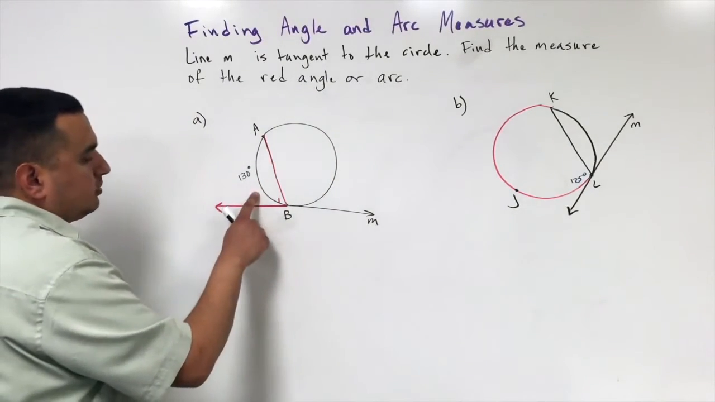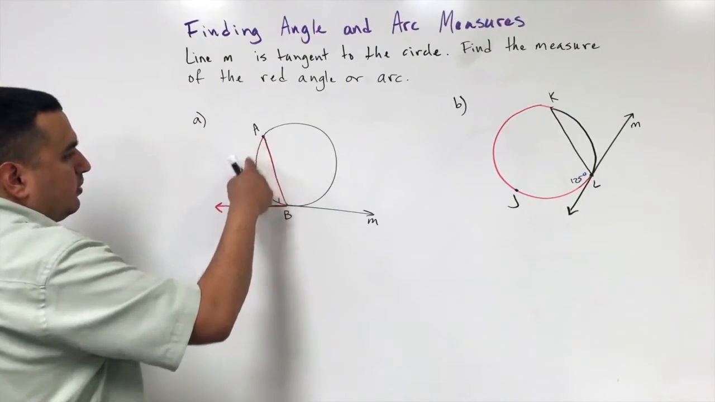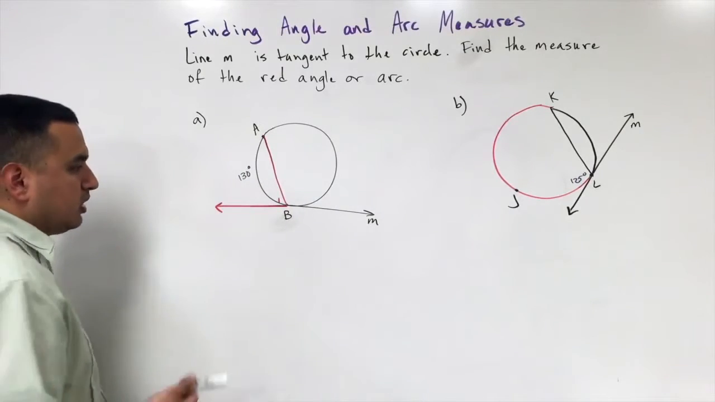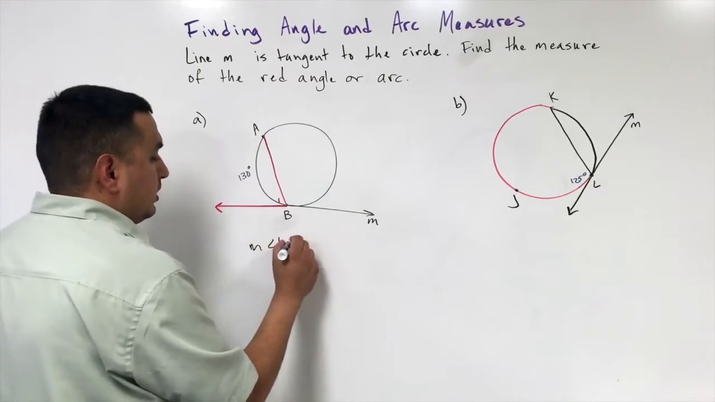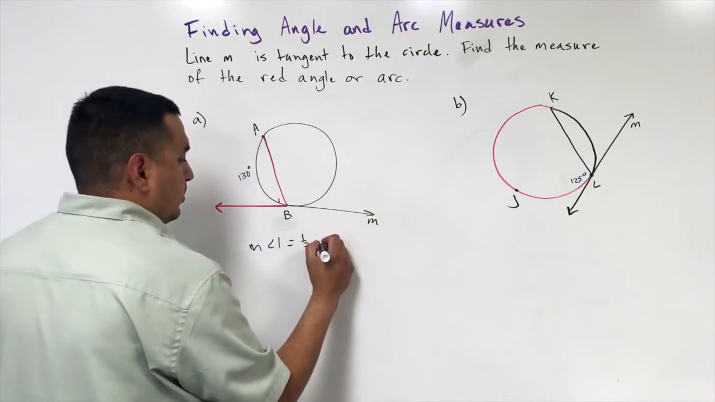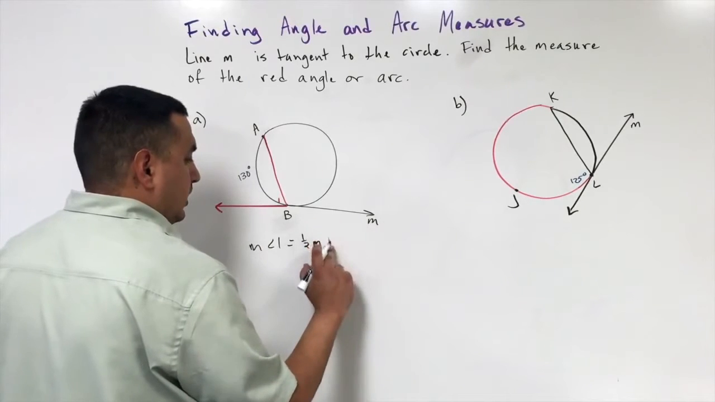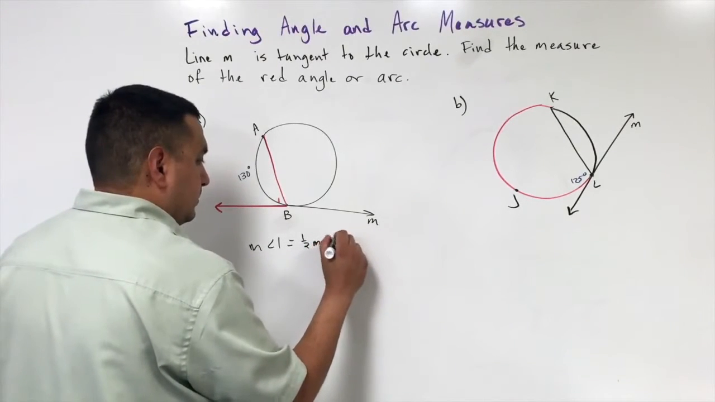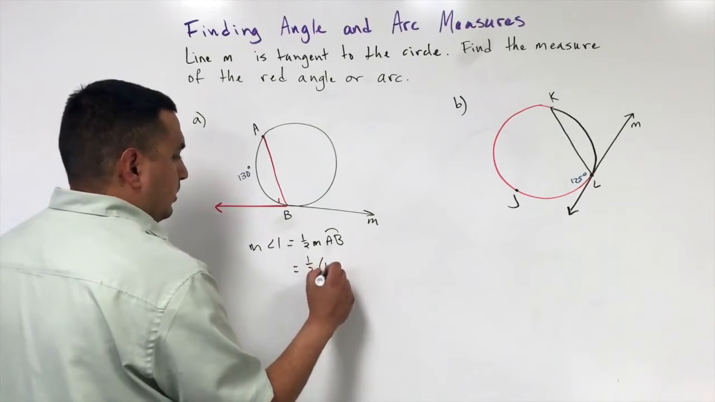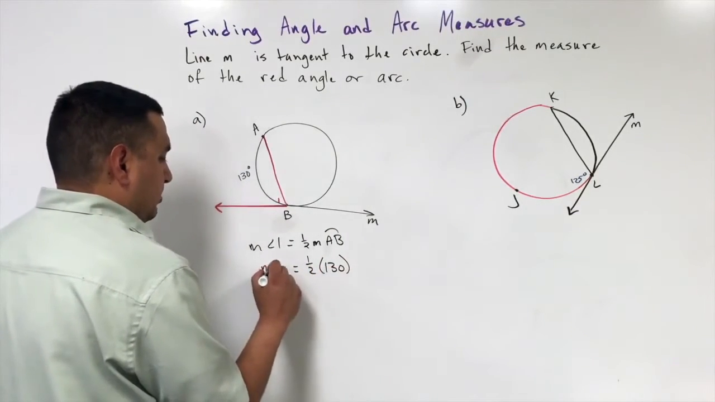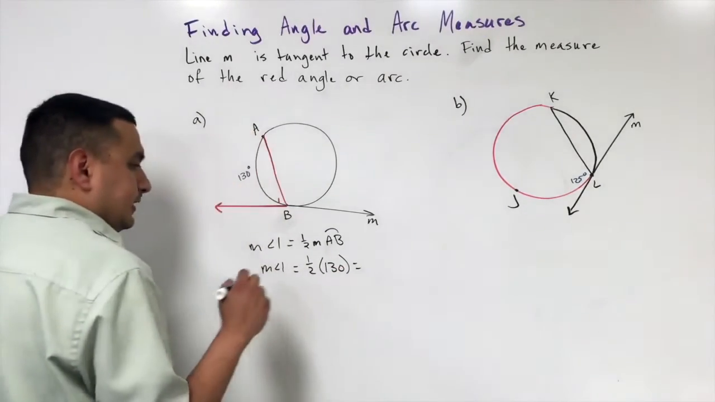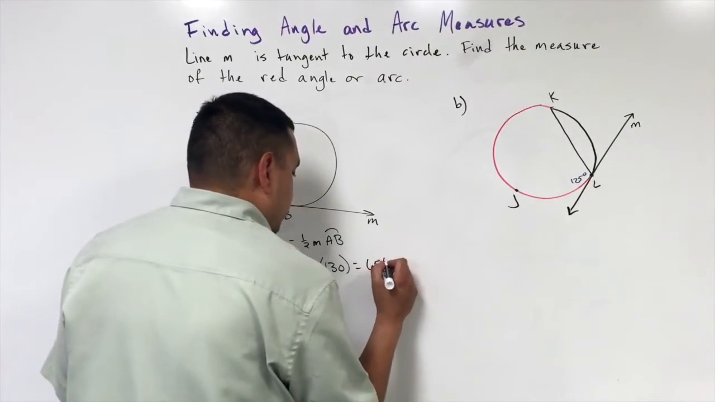Okay, so I have this angle. And this right here, from A to B, this curve right here is 130 degrees. That's the intercepted arc. So I know that the measure of angle 1, according to the theorem we just looked at, is going to be 1/2 the measure of arc AB. And since I know that the intercepted arc is 130, the measure of angle 1 is equal to half of 130, which is going to be 65 degrees.